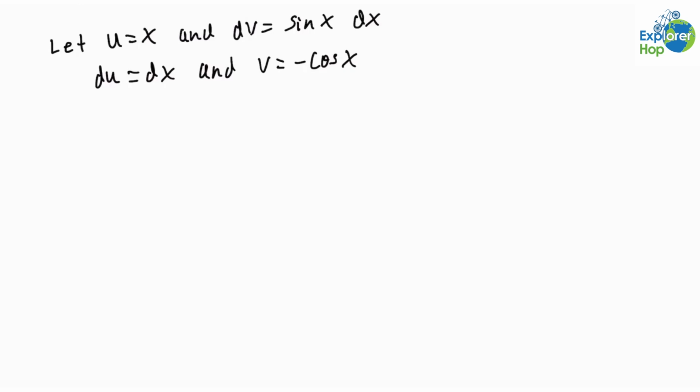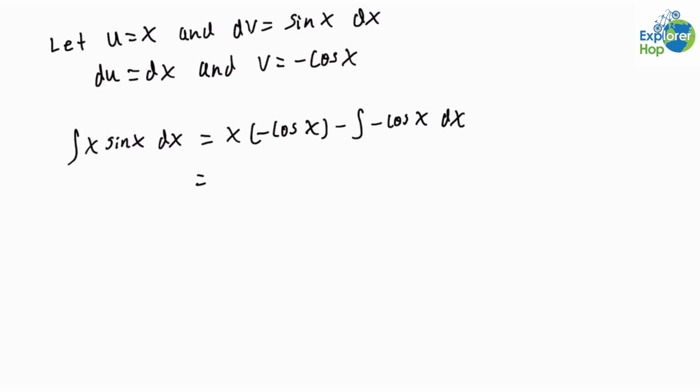So the integral of x times sine of x dx is therefore equal to x times negative cosine of x, which is u times v, minus the integral of negative cosine of x times du, which in this case is equal to dx.